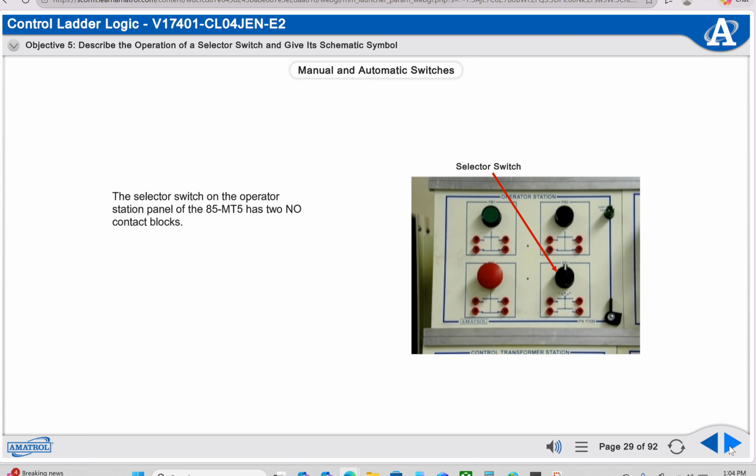The selector switch on the operator station panel of the 85MT5 has two normally open contact blocks. One is for the left-hand position and one is for the right-hand position.